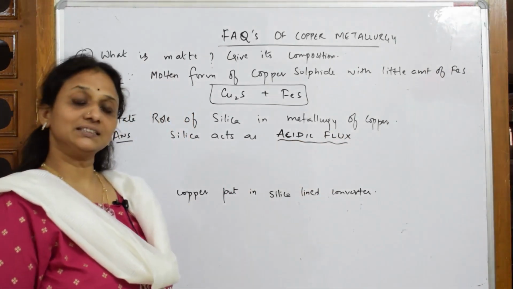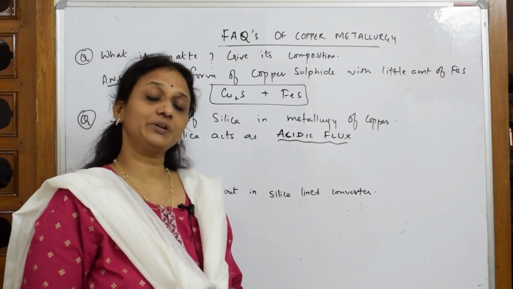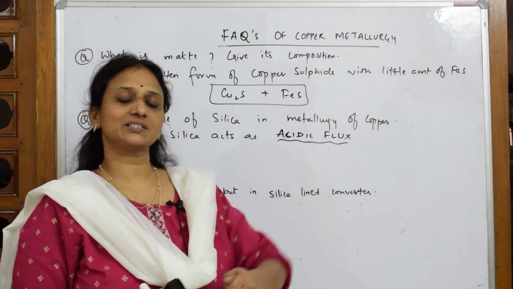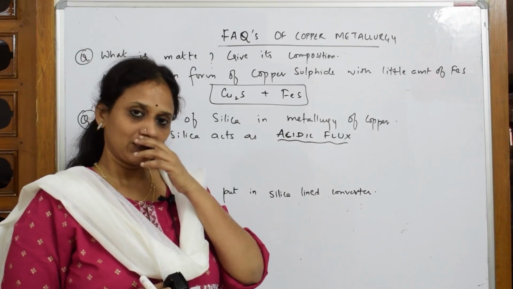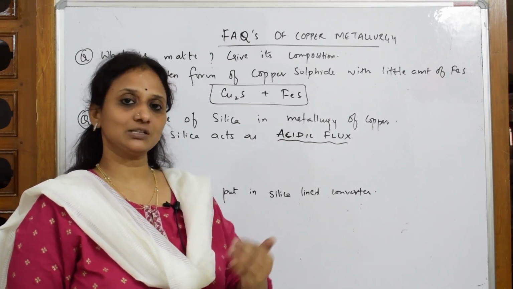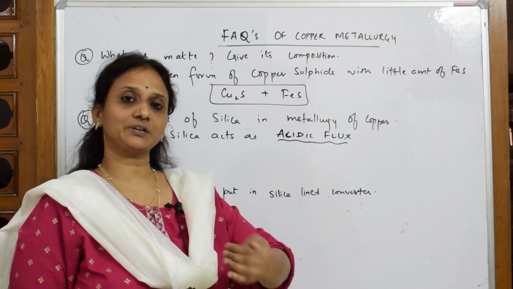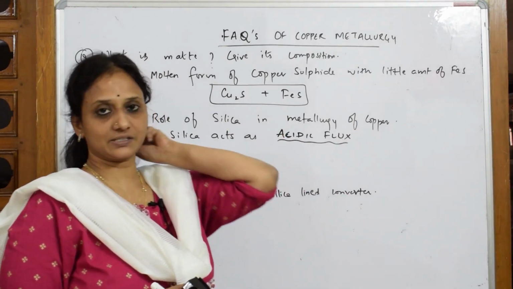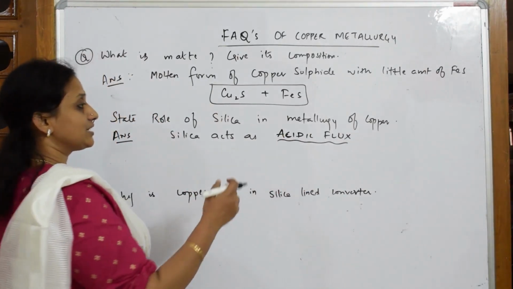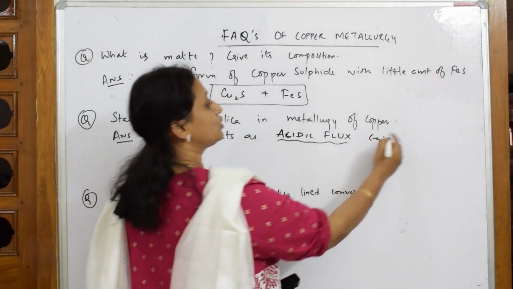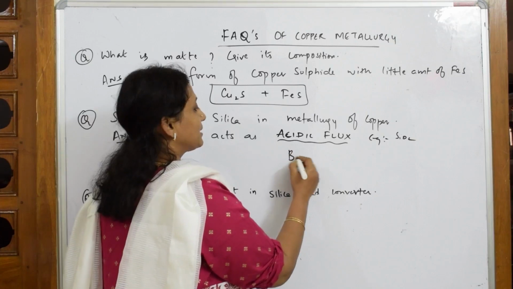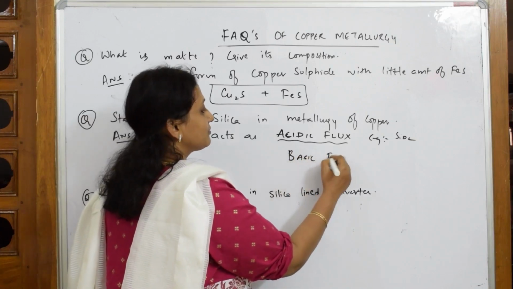What actually is acidic flux? Acidic flux is something which we obtain from Lewis acids. What are Lewis acids? Like your HCl, H3PO4, sulfuric acid, and all these are Lewis acids. If you obtain that from your Lewis acid, we call it acidic flux. So what are different examples of acidic flux? If I take examples, SiO2 is an acidic flux. Let me come back to this and teach you basic flux.